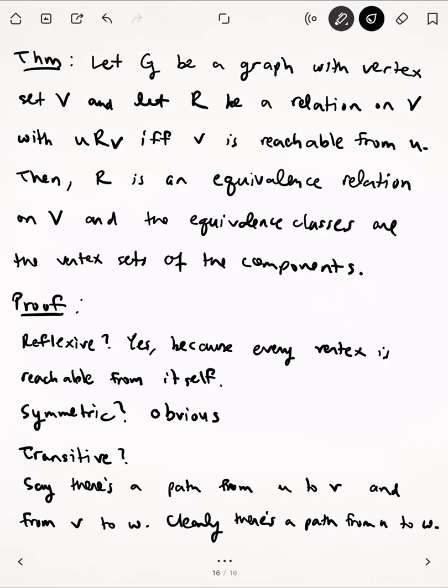Okay, so the relation on a graph saying two vertices are equivalent if and only if they're reachable from one another is an equivalence relation, and the equivalence classes are the components containing those vertices.